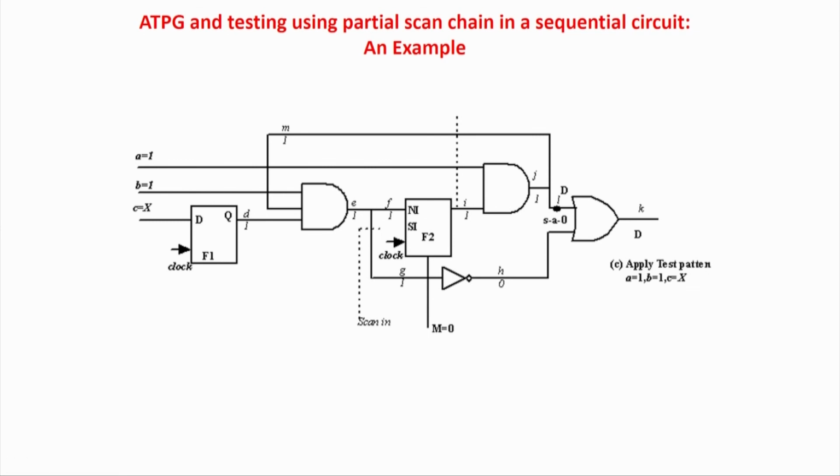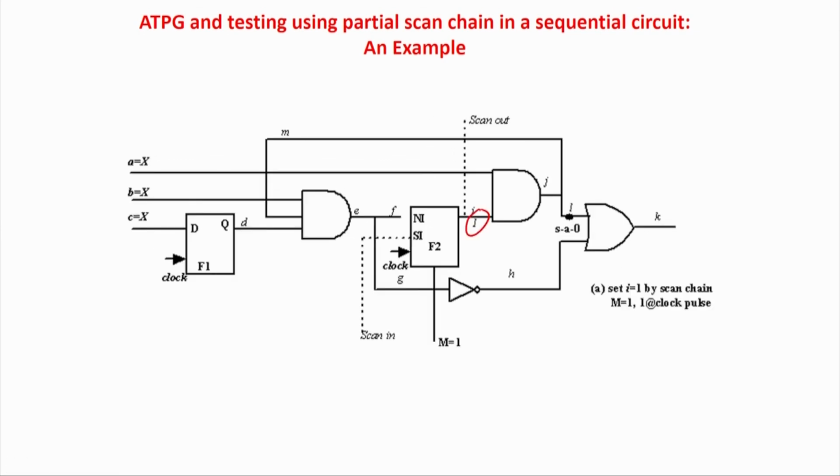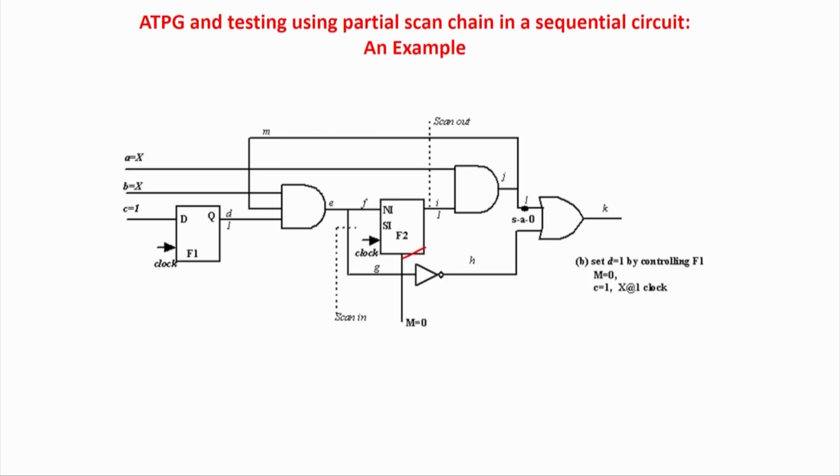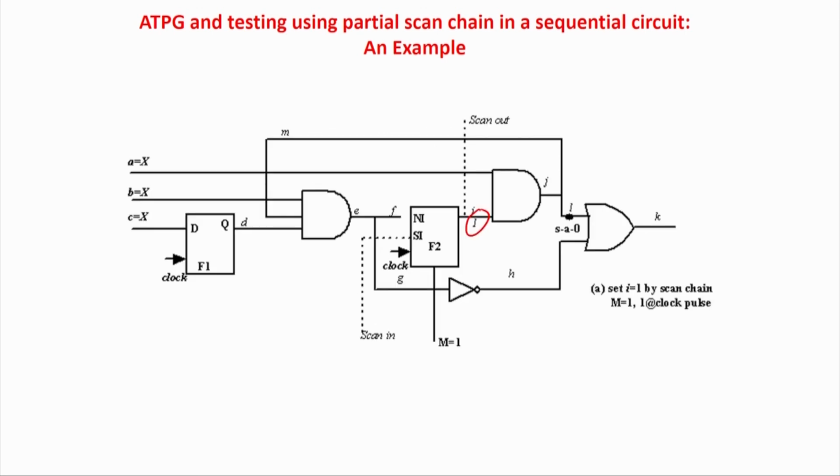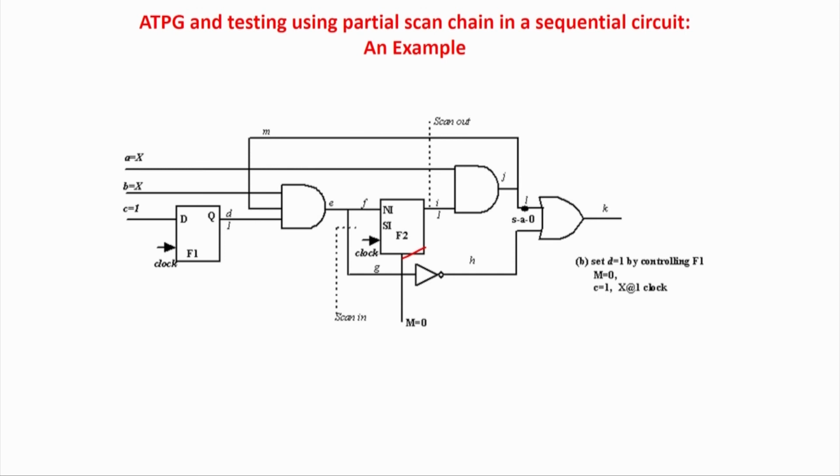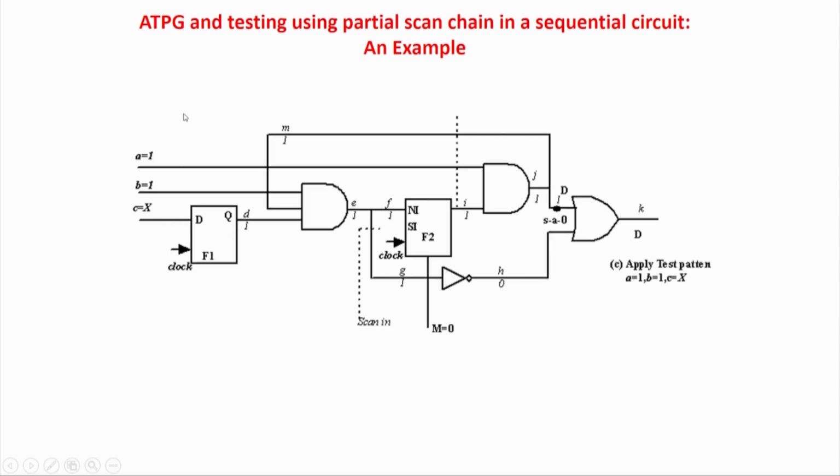So basically there are 3 steps in this one: set flip flop FF2 by scan to be 1, set flip flop 2 in scan mode, make it 1, set flip flop 1 in non-scan mode using a time frame expansion approach, C equal to 1, you get D equal to 1, and finally apply the pattern 1 1, and you are going to test this one.